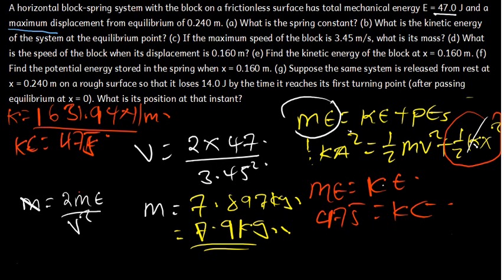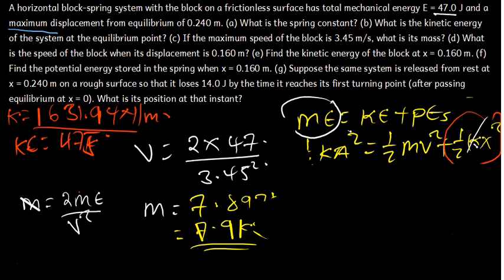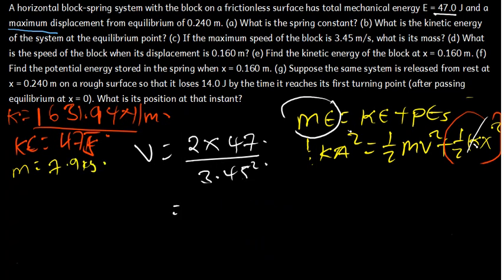So part D is saying we need to find what is the speed of the block when the displacement is equal to 0.60. Okay, so let's just get rid of this. Remember, we have found our mass to be 7.9 kgs.